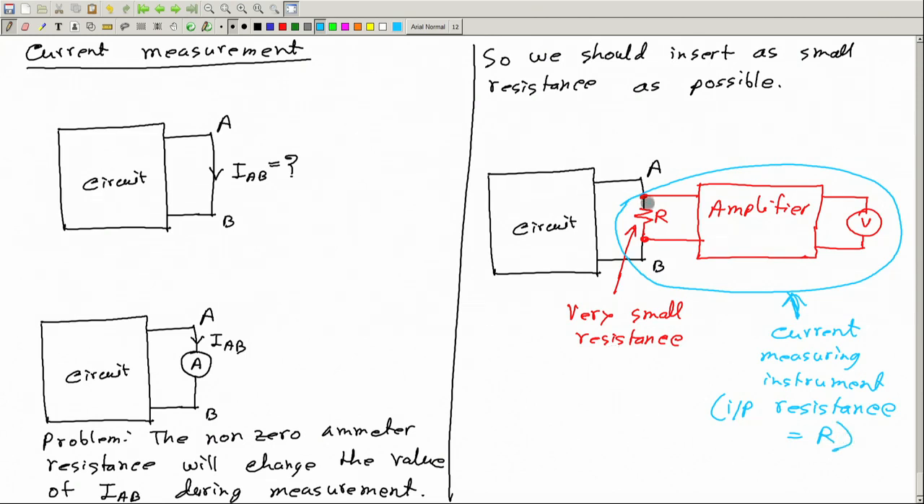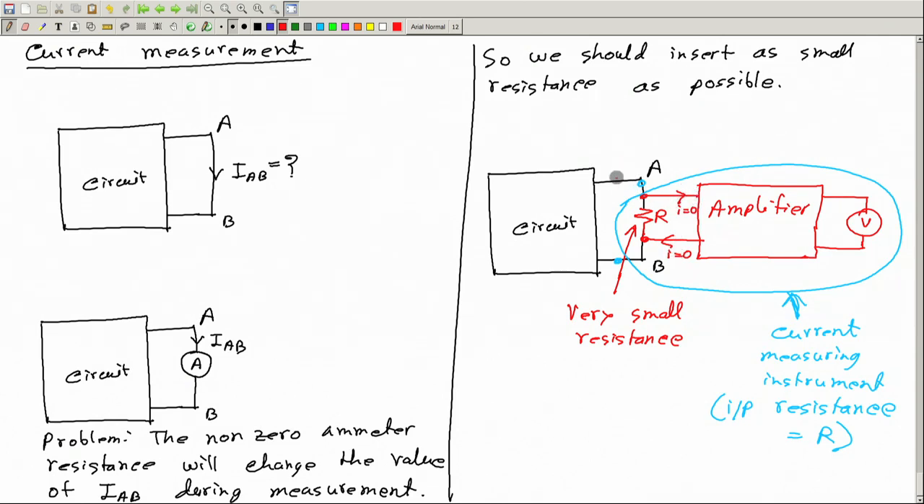Why? Because input resistance is nothing but the ratio of the voltage between these two points. So these are the input terminals, which is same as these two. So this voltage divided by this current should be the input impedance. And you can assume that an ideal amplifier should have these currents here equal to 0, or negligible.